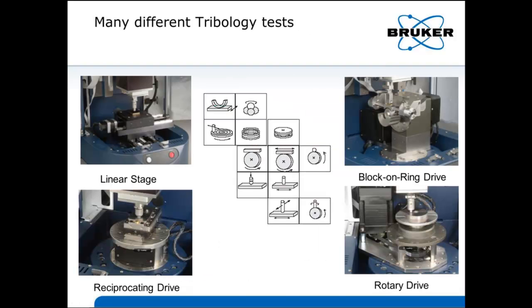We can do many different tests. We have linear stages. We have high-speed reciprocating linear drives. We can do threading tests. We have a block-on-ring test. That's an ASTM standard. We have rotary drives. So again, all these different geometries can be done.